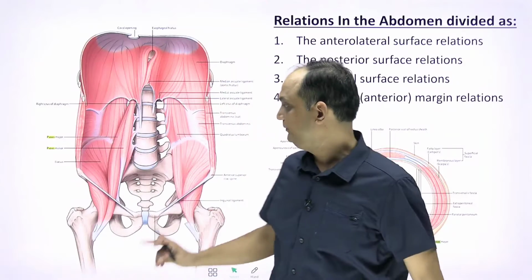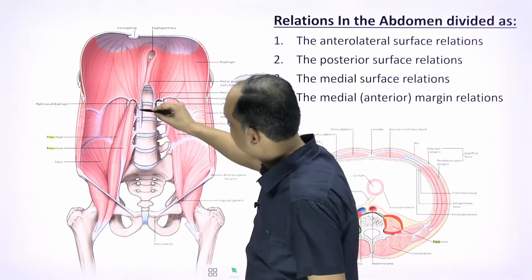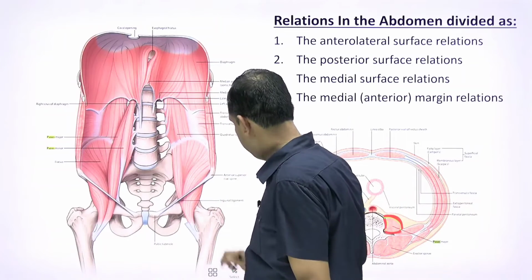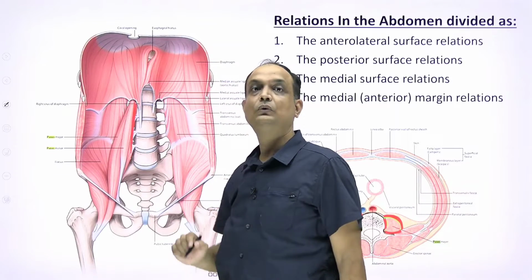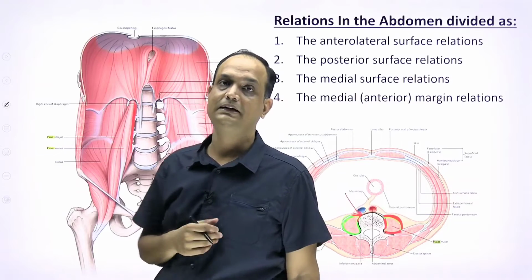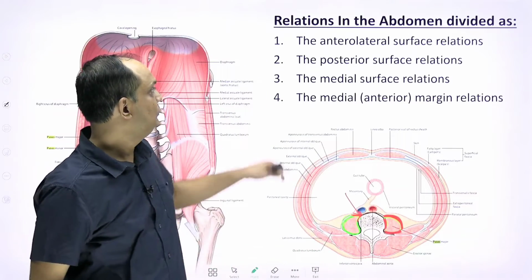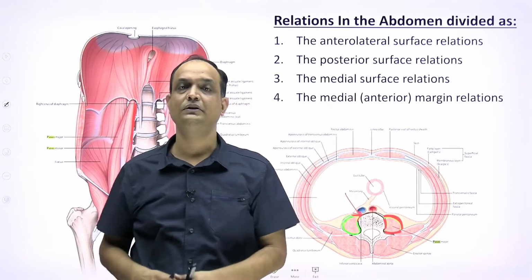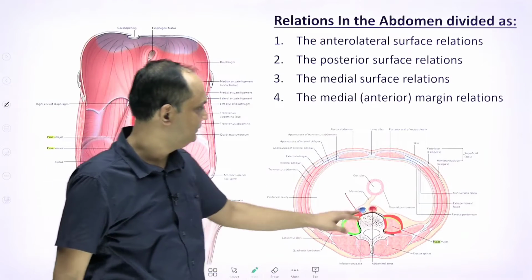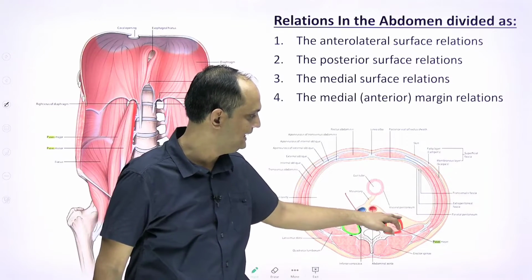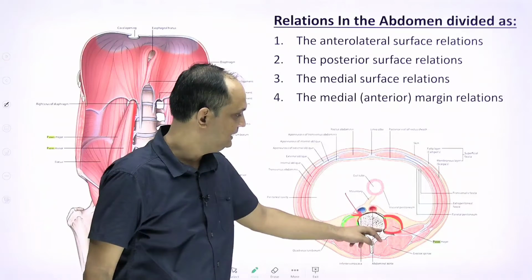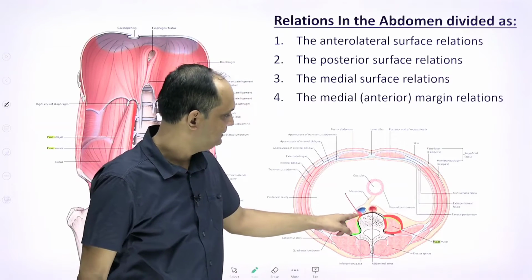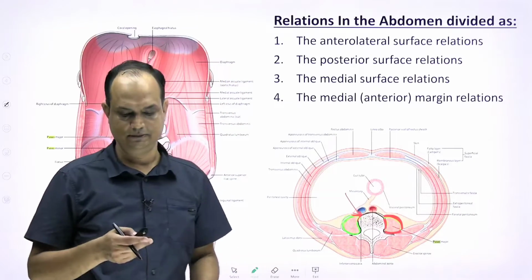So in this diagram, if you see the anterior margin, this anterior margin actually runs parallel to the side where you have the origin from the slips and tendinous arch. Clear? So you will divide the abdominal relations in four parts. One is the relation on the anterior and lateral surface of psoas major, posterior surface of psoas major, medial surface of psoas major, and this border of the psoas major.